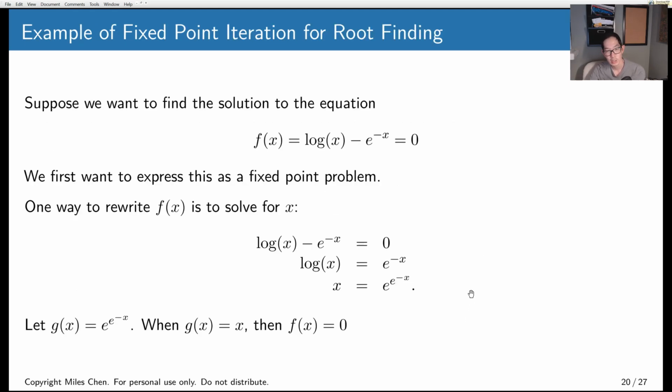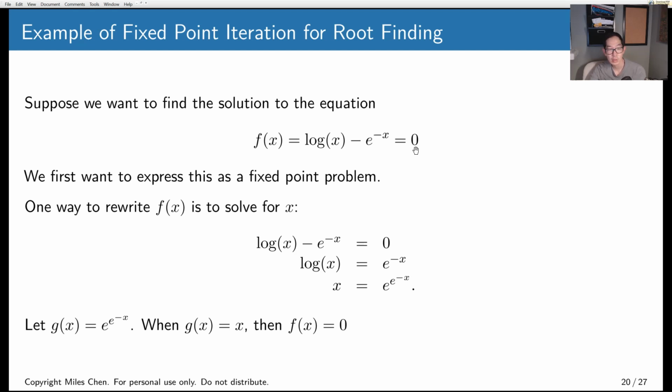So here's an example function, and we'll see this function appear in future videos as well. Let's say this is the function and we want to find the root of it. So we've got f of x is equal to log of x, this is natural log of x, minus e to the negative x. And we want to find where this thing equals 0.